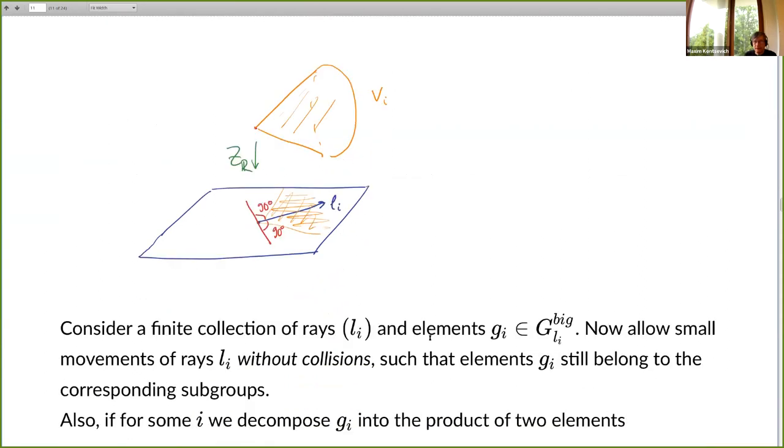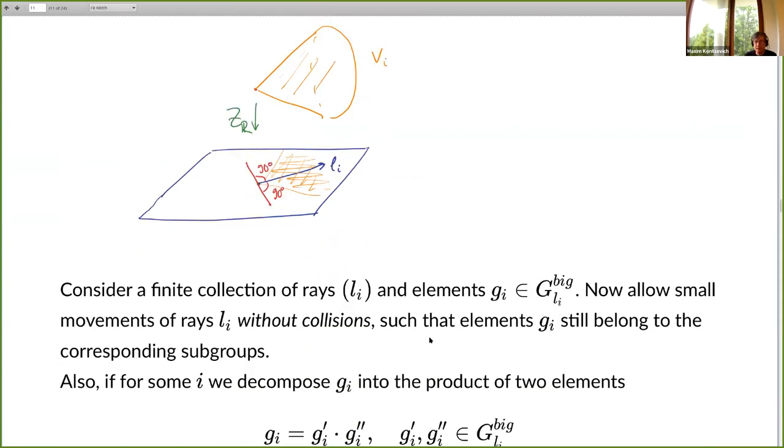Okay, now to describe stability structure, I have the following. I just have a finite collection of rays and some elements in these groups without any relations whatsoever between them. Now I should introduce some equivalence relation. First of all, I start to rotate rays without collision, so they're still disjoint, in such a way that this element still belongs to the corresponding group. So this cone still projects in a nice way.